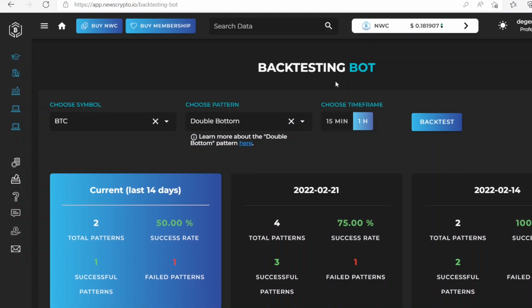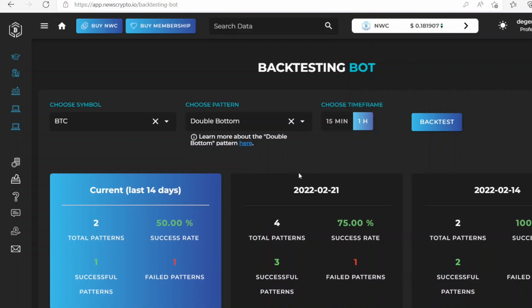And yeah, so basically what News Crypto have, they have a backtesting bot. So they have a bot that goes back to previous price action and tests certain patterns and candlestick stuff for you over certain amounts of time, so you can see how successful those strategies were during a given time period.